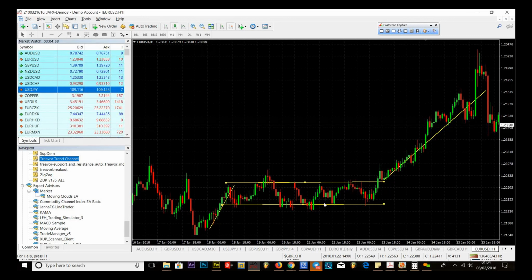Then I will look at it and see if it's in line with where I found my own support and resistance. Then I'll let you know. And if it's not, I would also make some corrections.